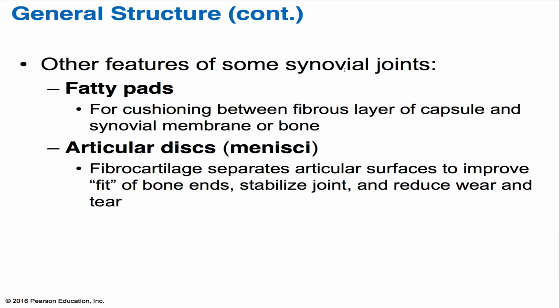In other places, they have discs or wedges of fibrocartilage that separate the articular surfaces. Where you have these, you call them articular discs or menisci. These articular discs or menisci extend inward from the articular capsule, and they either partially or completely divide the synovial cavity in two.